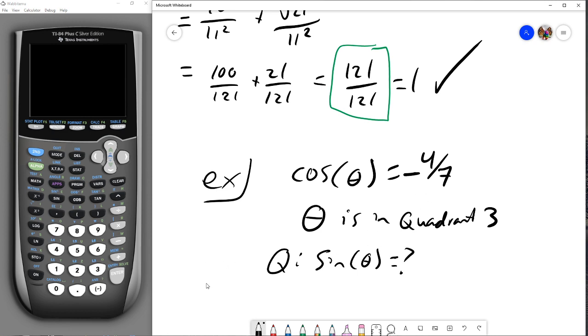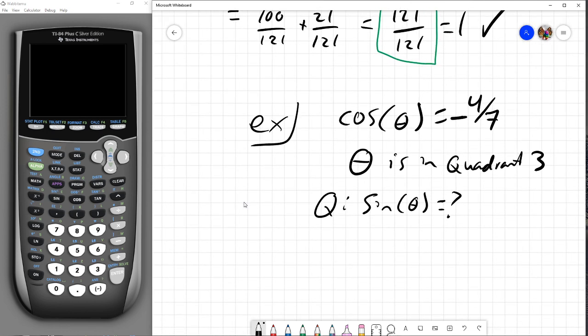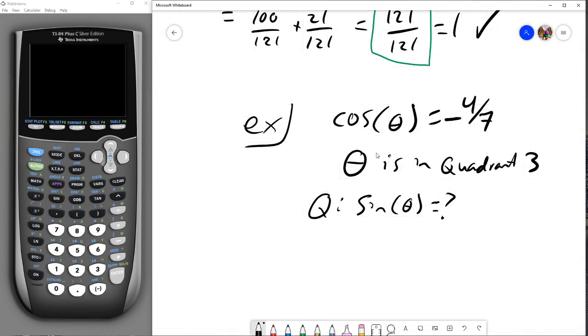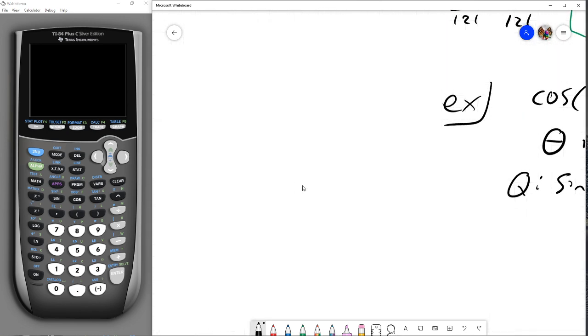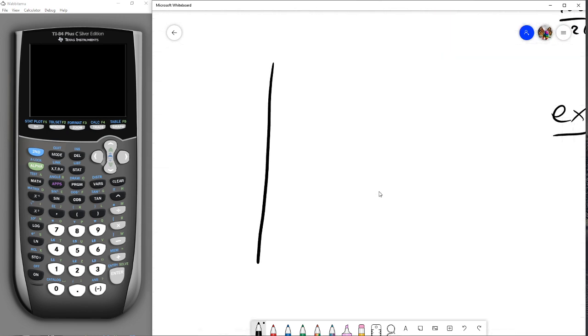First we must review what's going on with our angles and xy coordinates on our unit circle. So let's draw our unit circle.